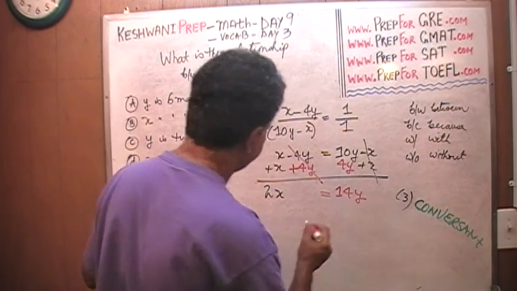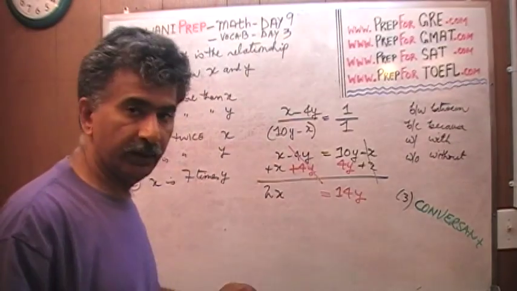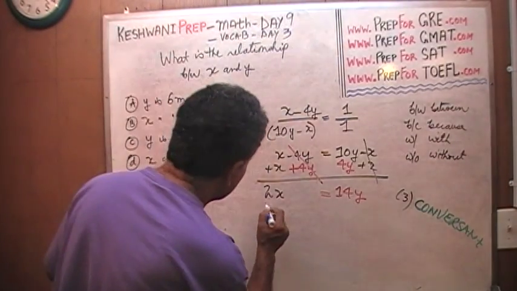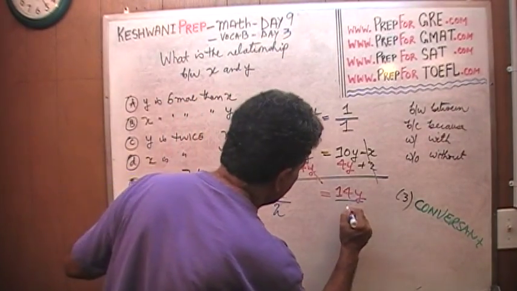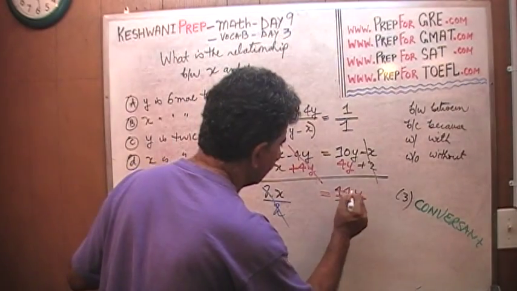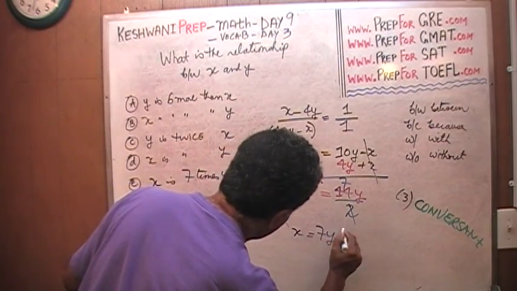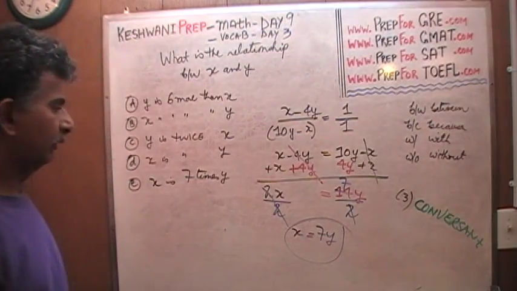And here we end up with 14y. You divide both sides by 2, and for that you need a blue color marker, because that is what algebra requires. That 2 drops out, and we end up finding that x equals 7y. That's it, very straightforward. x equals 7y.